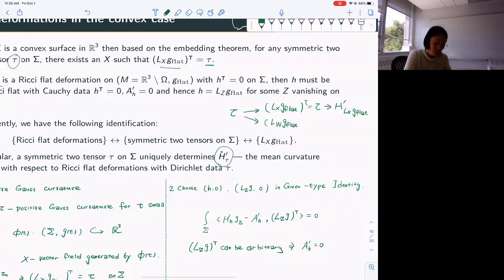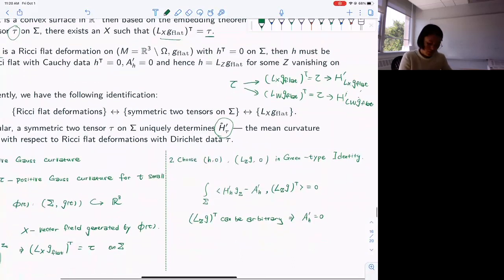The choice is not unique. There might exist another flat deformation with the same Dirichlet data, and we can compute the corresponding mean curvature variation. However, those two must be equal, because we see here the variation of the second fundamental form is uniquely determined by its Cauchy data, by its Dirichlet data. So for any tau, we can define this value uniquely.